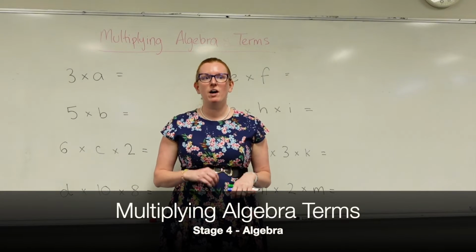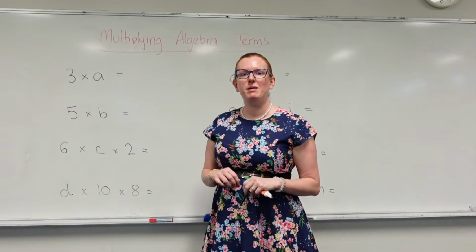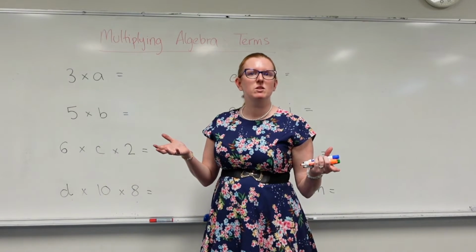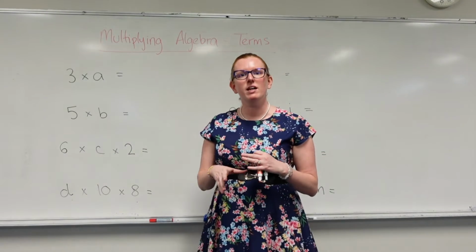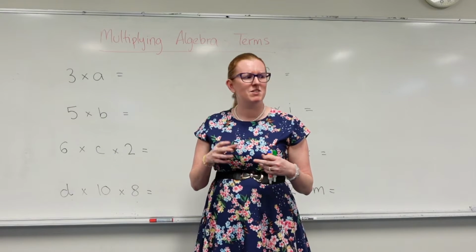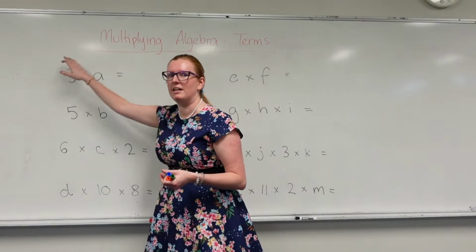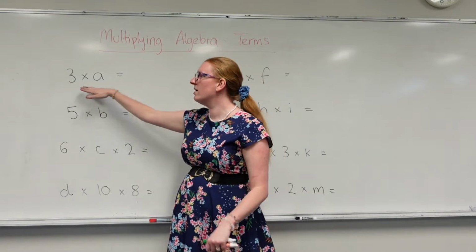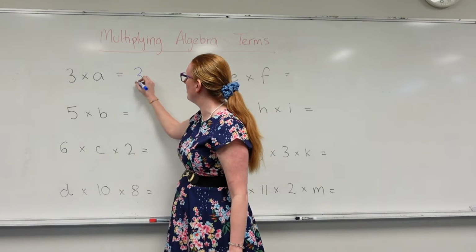Let's look at how we multiply terms in algebra. Okay, I've probably mentioned to you a billion times that mathematicians, we like to be efficient. In other words, lazy. If we can get away with writing something in a more simple way, we're going to do it. If there's a quicker way, we're going to do it. So when it comes to multiplying with algebra, we found a quicker way to write things. So rather than having to write 3 times a, we just write it as 3a.